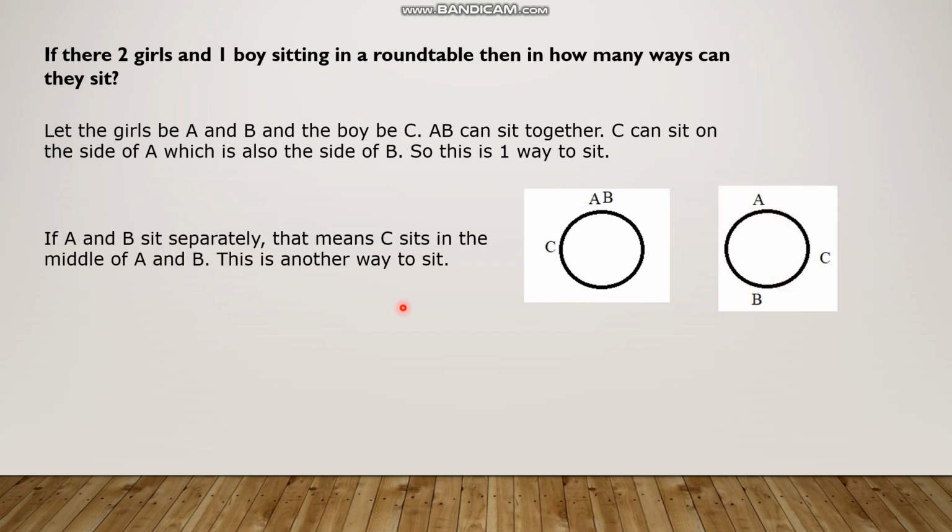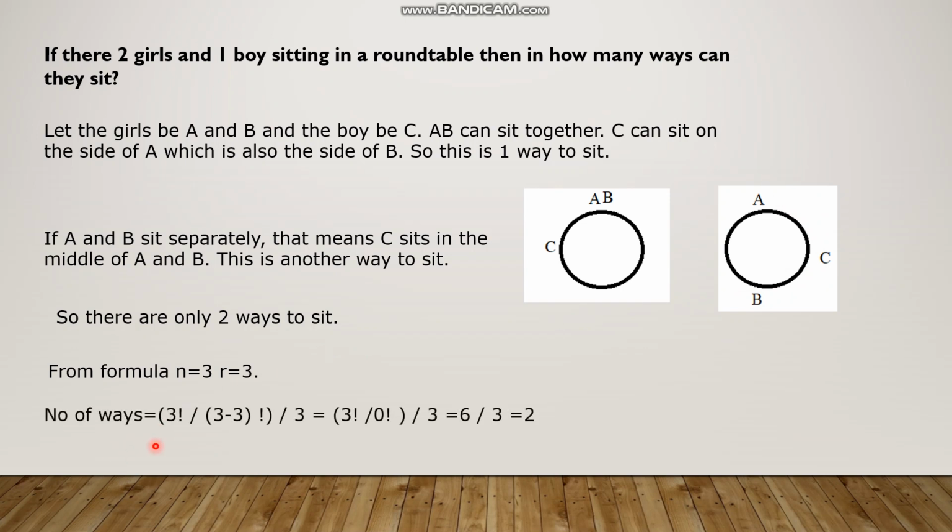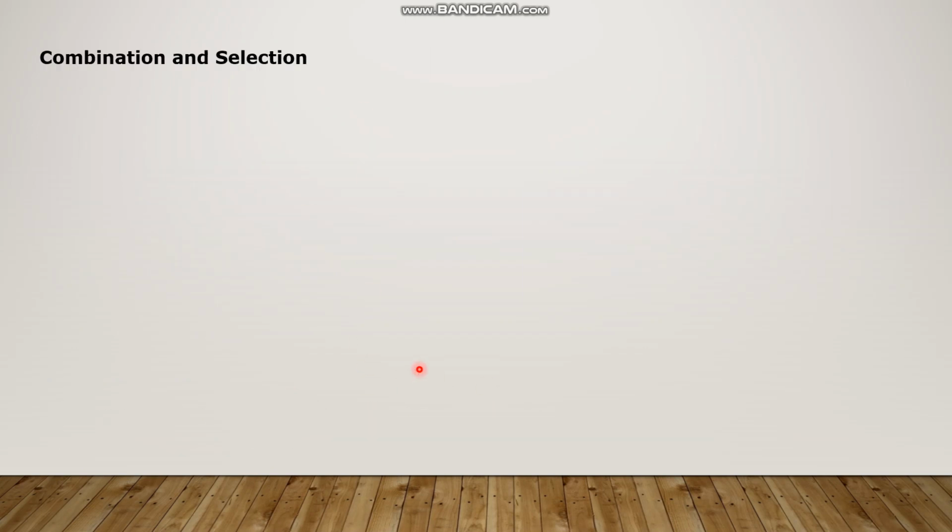Whereas if A and B sit separately, that means C must be in between A and B. Again, there is only one way they can sit like this. So in total there are two ways only. Now if I use the formula for this, here n is 3, r is also 3, so the number of ways will be 3 factorial by (3 minus 3) factorial, which is 0 factorial, by 3, according to the formula which I have given. When you simplify, you get the same answer. So it verifies the formula as well as the analytical method.